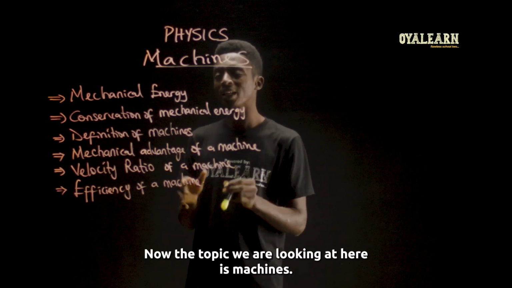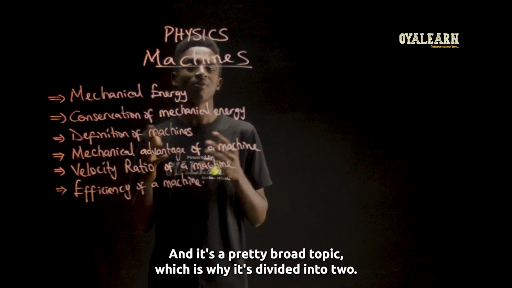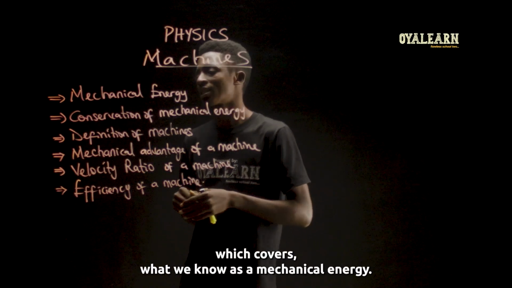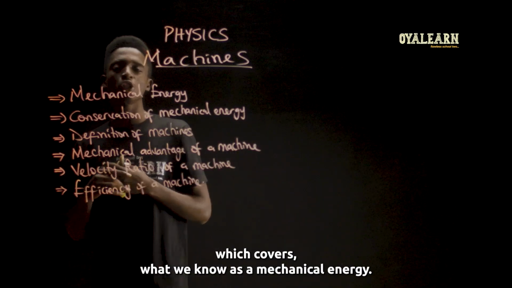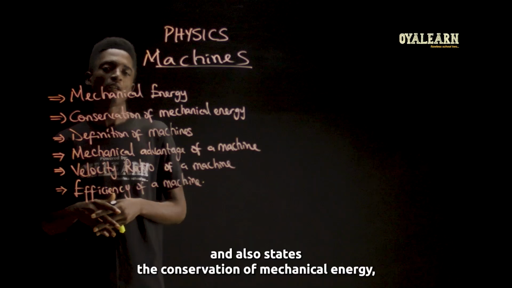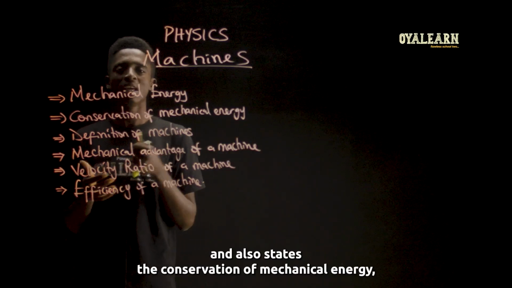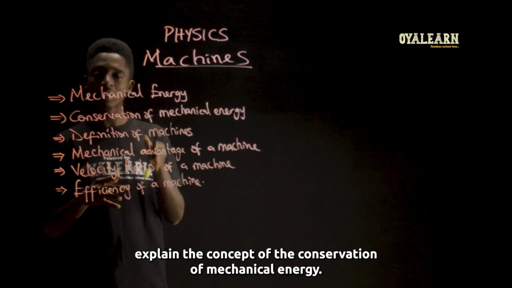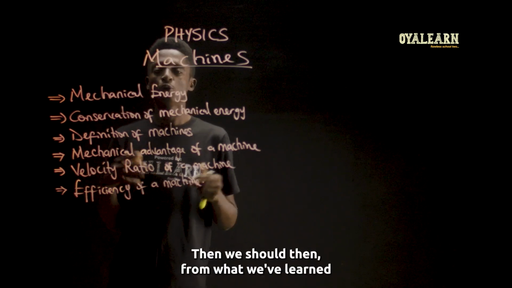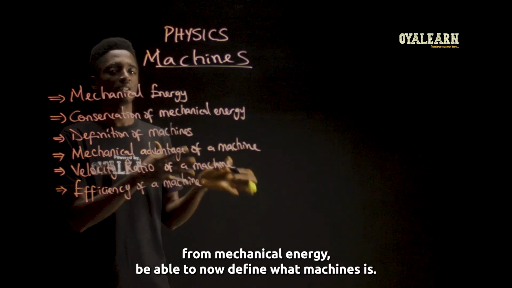Now the topic we are looking at here is machines, and it's a pretty broad topic, which is why it's divided into two. So in this video we'll be doing part 1, which covers what we know as mechanical energy. We should be able to define or explain mechanical energy and also state the conservation of mechanical energy. Explain the concept of the conservation of mechanical energy. Then from what we've learned from mechanical energy, we should be able to define what a machine is.